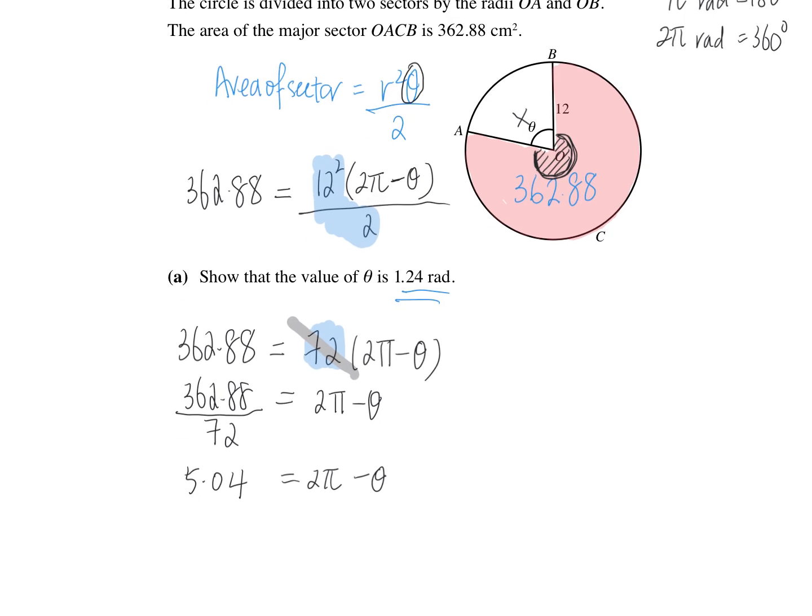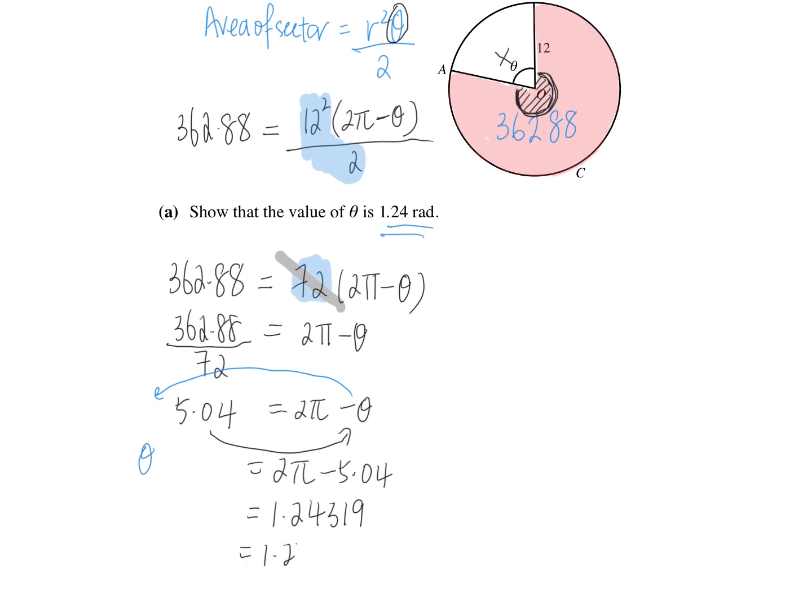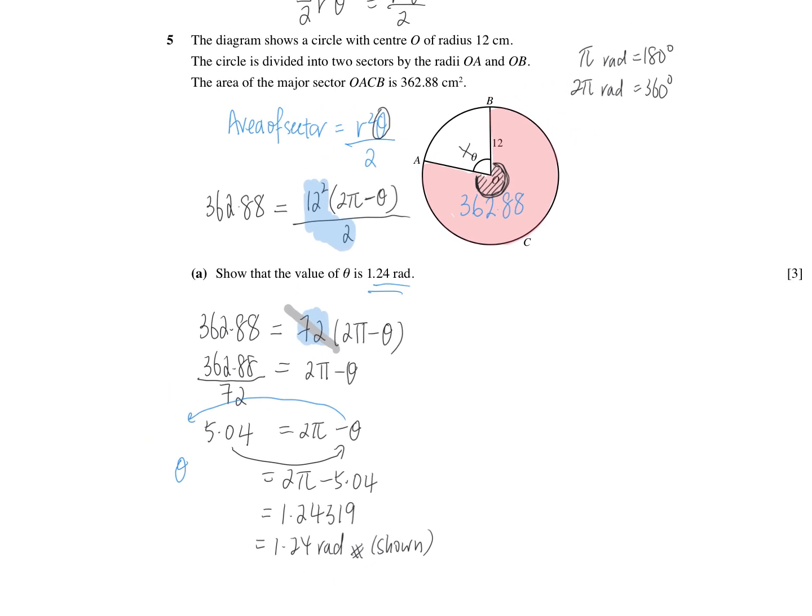So how to eventually get this? I bring the minus theta over here. And then I bring this over there. So 2 pi minus 5.04. So you all must be careful. I think you know the formula, but the numbers you plug in, if you plug in wrongly, then the whole question is gone. So 3SF, 1.24 rad. Shown. Okay?